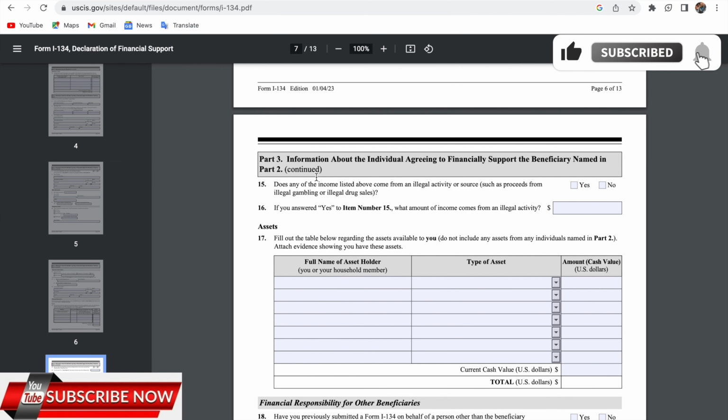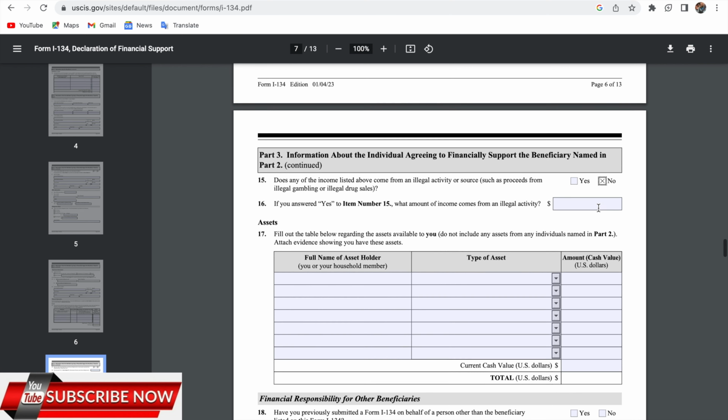So part 3 is still the continuation about the sponsor. Part 3, information about the individual agreeing to financially support the beneficiary. It says, does any of the income listed above come from illegal activity or source? So if any of the income comes from illegal activities, you put in yes. If no, you click on no. If yes, then you put in the amount.